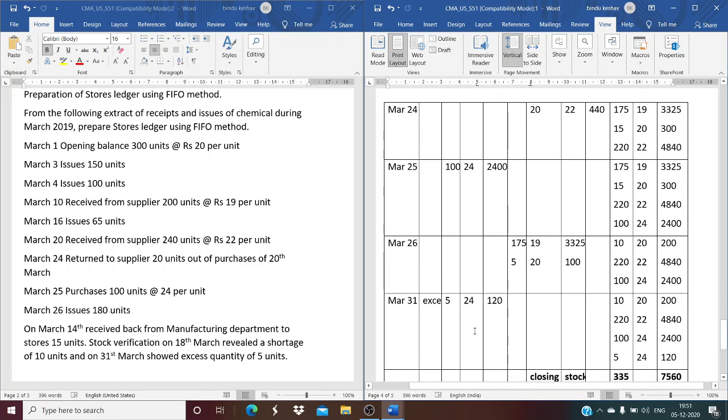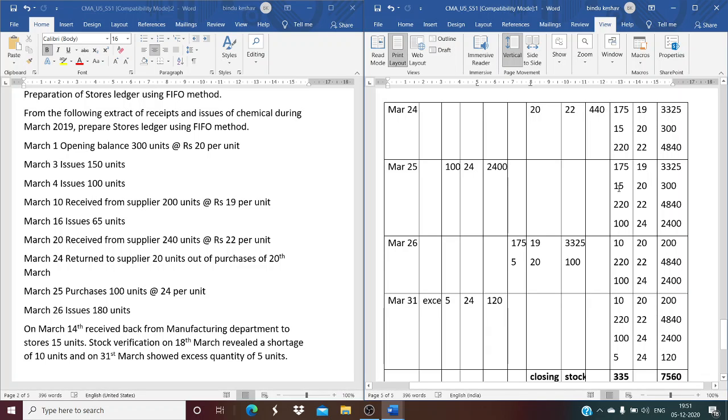Now on March 26th, we are issuing 180 units. Now to issue 180 units, the first lot we have only 175, and from the next lot we have to take 5 units. The entire first lot, 175 units at rupees 19, 3,325 rupees, and 5 units from the second lot, 5 units at rupees 20, 100. So together it makes 180.